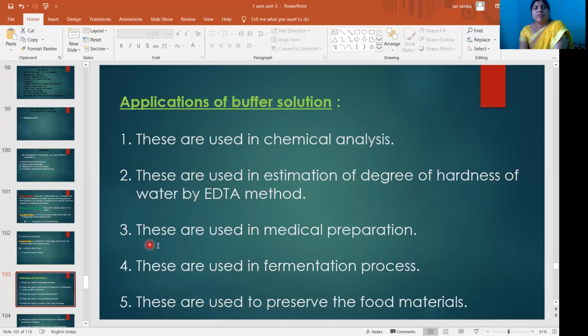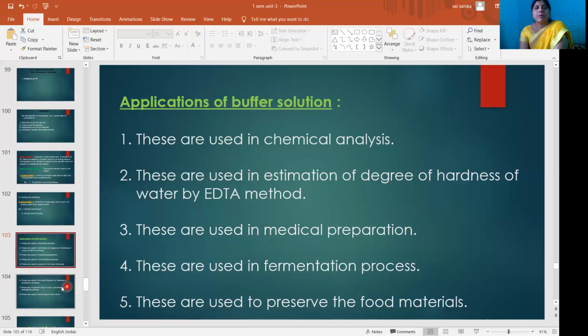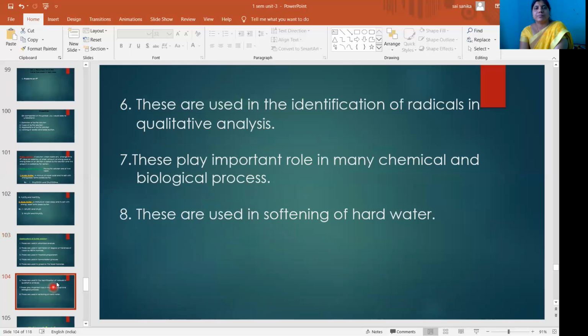They are also used in medicine preparation, and in the fermentation process. Buffer solutions are also used to preserve food materials, so that they last for so many days.